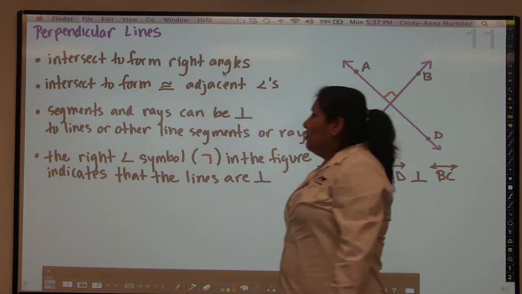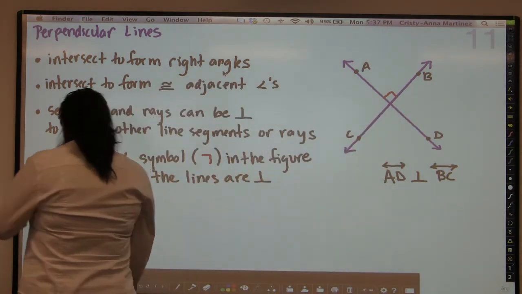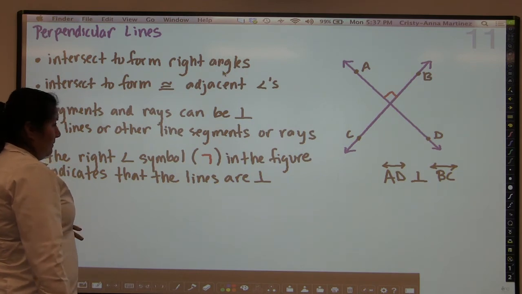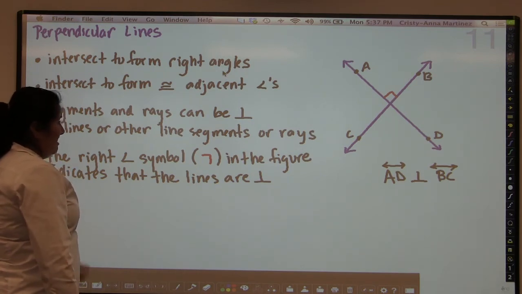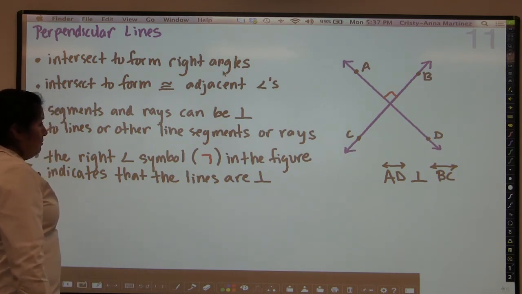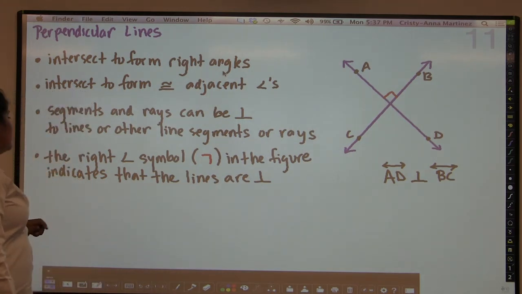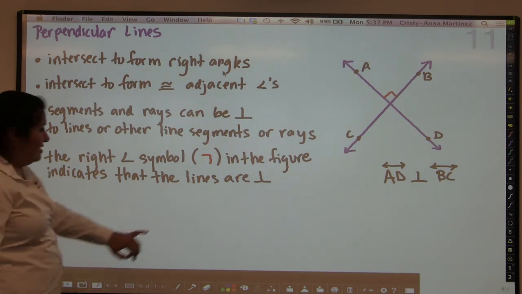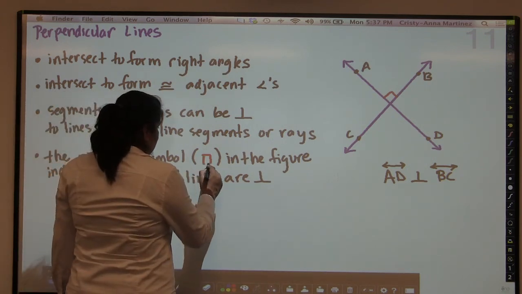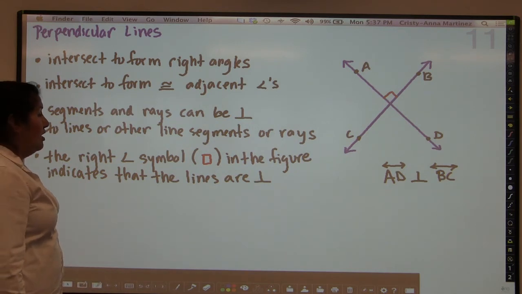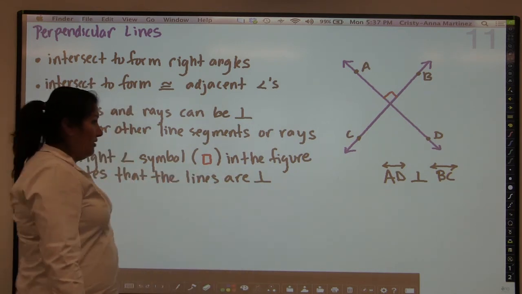Okay. Thirdly, we know that perpendicular lines, segments and rays can be perpendicular to lines or other line segments, or even rays themselves. So it doesn't have to be a line. You can have a segment perpendicular to a ray and vice versa. And lastly, the right angle symbol, which is this little box in the figure, indicates that the lines are in fact perpendicular. And of course, my symbol that means perpendicular.